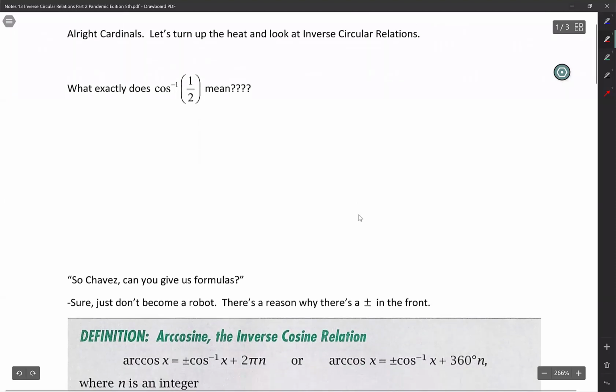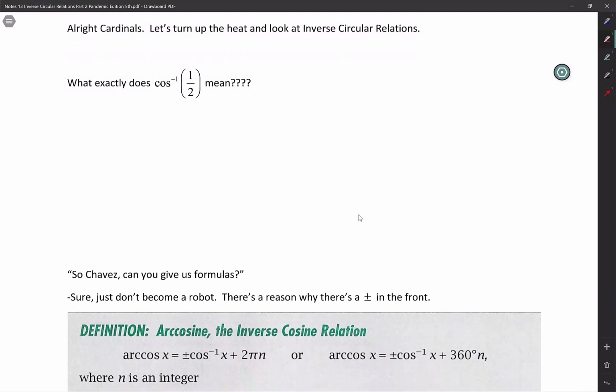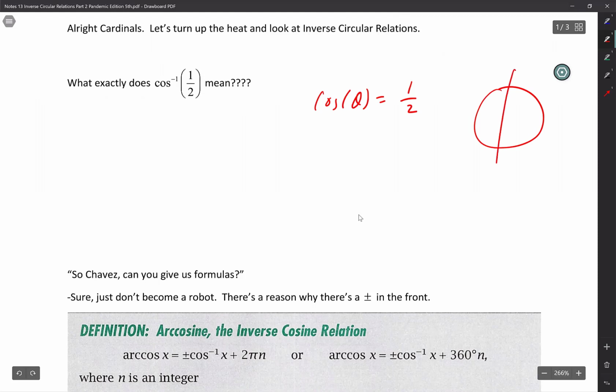All right, so a lot of this you've already done. What exactly does arc cosine half mean? All it means is cosine of what angle equals a half. And there is an infinite amount of answers. It goes on forever, because remember, it's just a wave. You get half over and over again, especially in the unit circle. You get half here and up there.